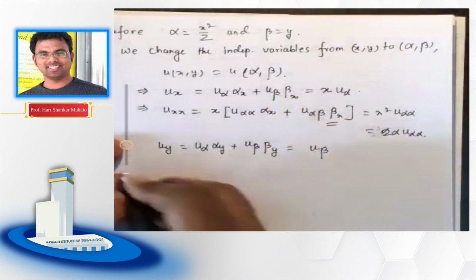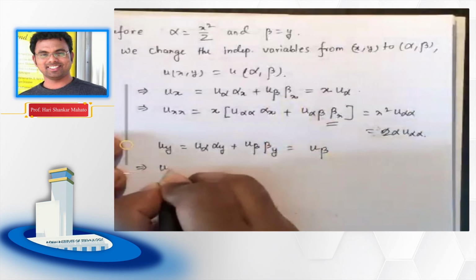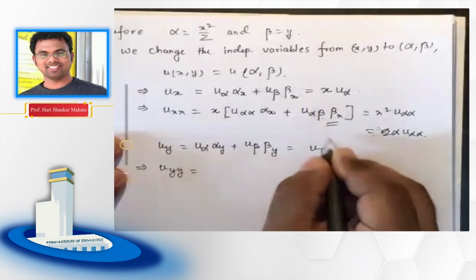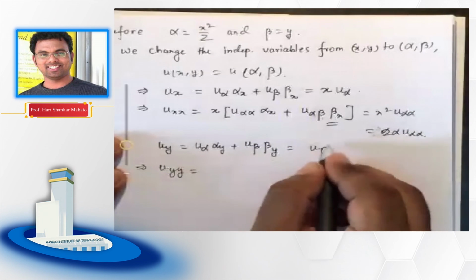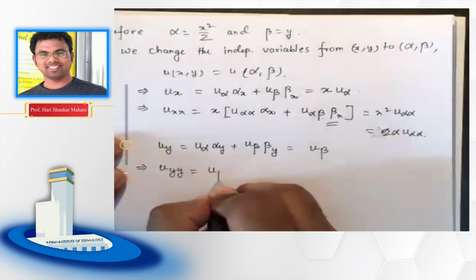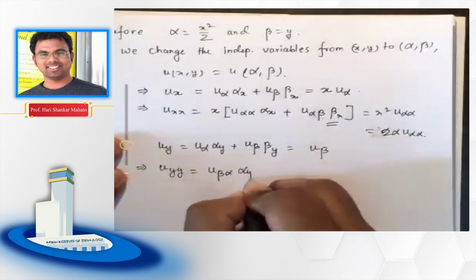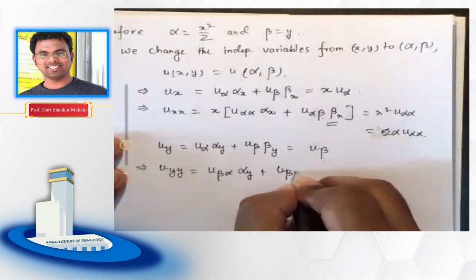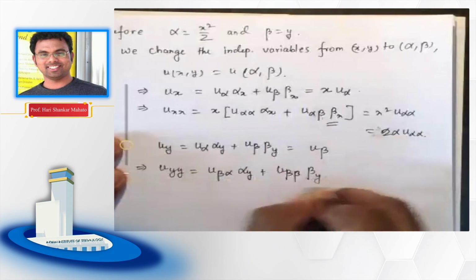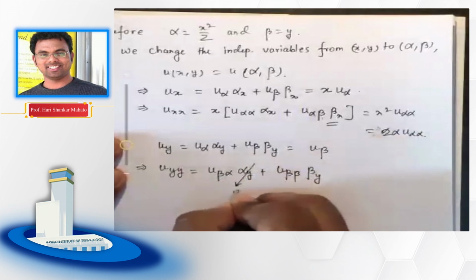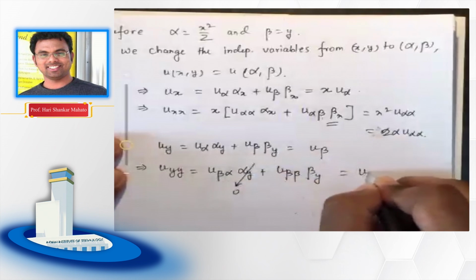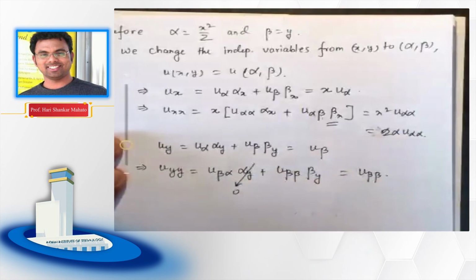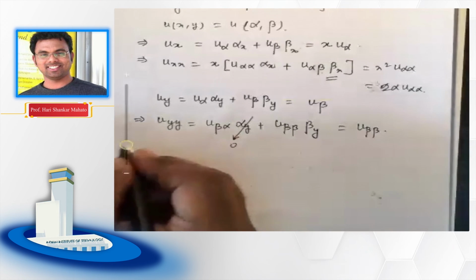So u beta. Now I will calculate uyy. So uyy will become u beta alpha alpha y plus u beta beta beta y. So again, alpha y is 0, and this will give you u beta beta. So now I will put everything back into the original equation.